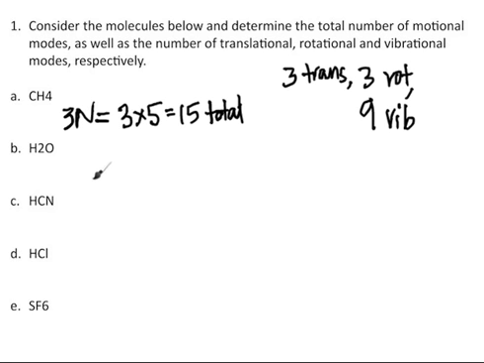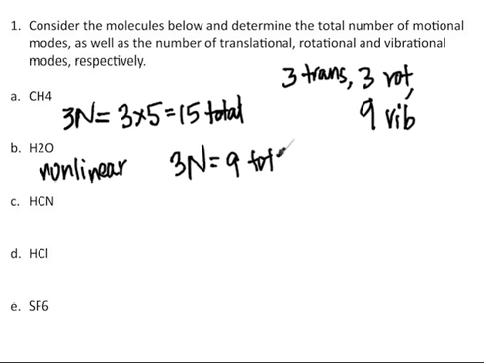Okay, so let's move on to the next molecule. So now we have water. So water, it is nonlinear, right? It's bent. So let's note that. It has 3 atoms, so 3N. So that gives us 9 total. Again, there are 3 translational modes. There are going to be 3 rotational modes because it's nonlinear, and therefore there will be 3 vibrational modes.